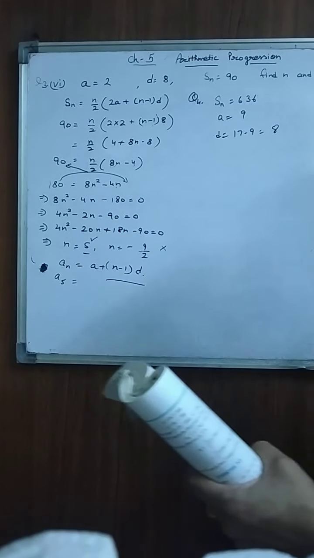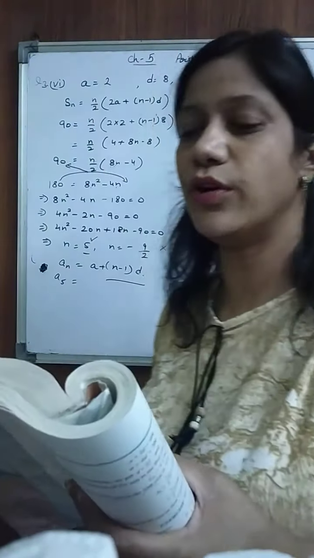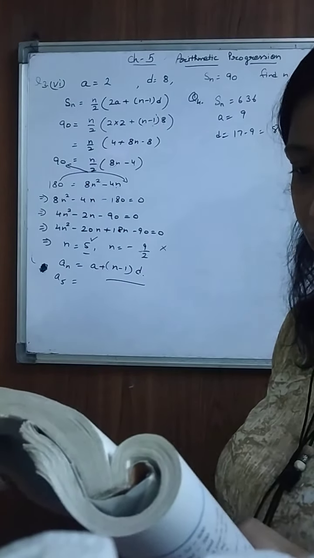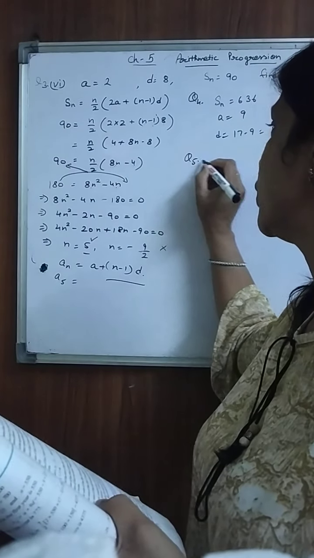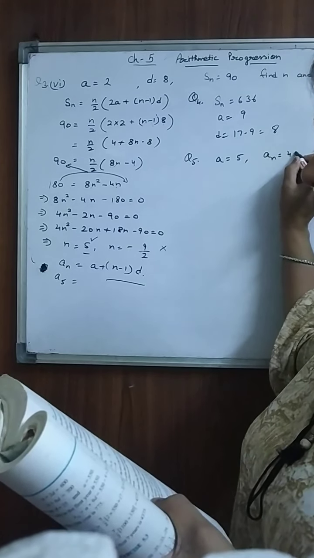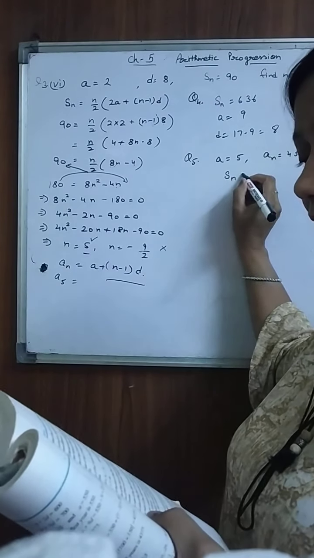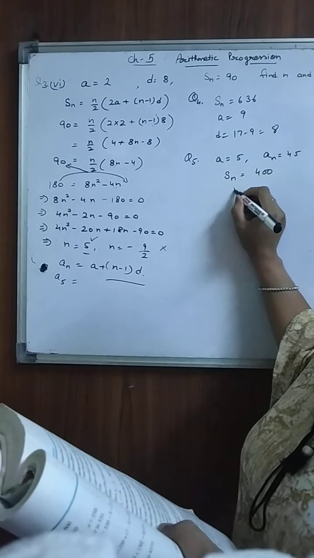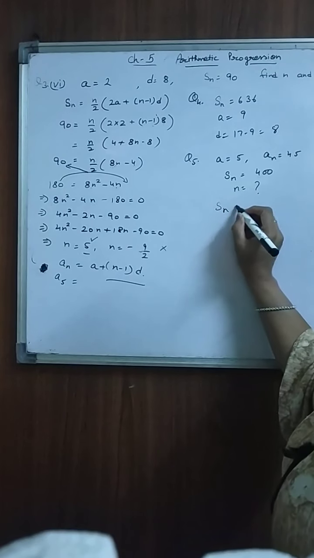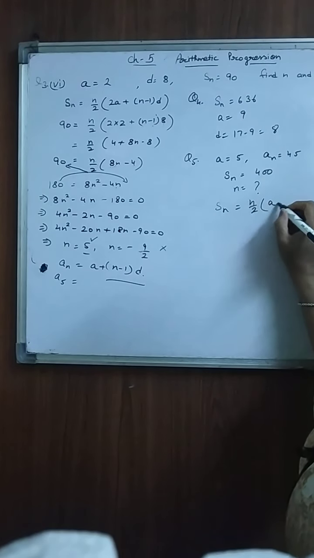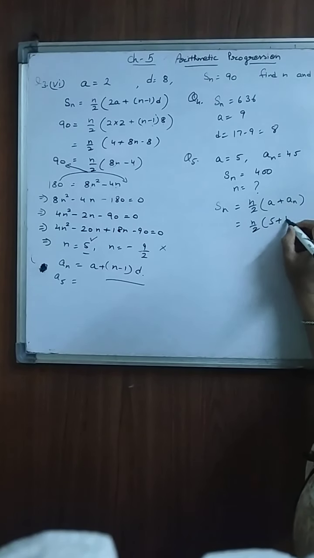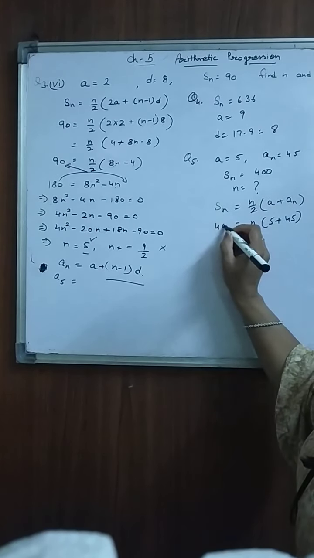Let's come to the 5th question. The first term of an AP is 5, the last term is 45 and the sum is 400. It means in the 5th question, a is given to you, 5, the last term means the nth term is given to you, 45, and Sn is given to you, 400. We need to find n. We can easily find it because we know the Sn formula is n by 2 into a plus l. You have the a value, the an value, and the Sn value also.